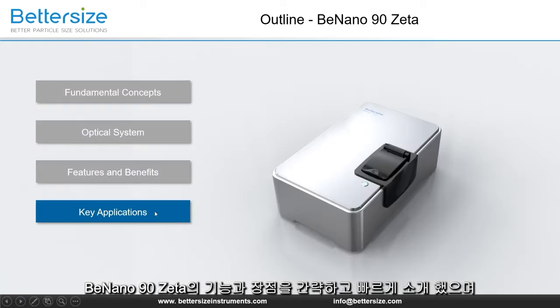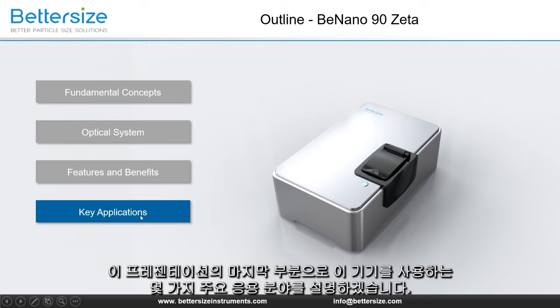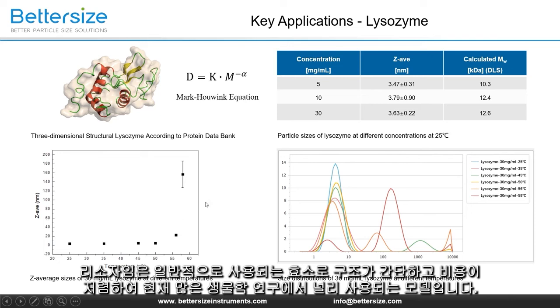After a brief and quick introduction to the features and benefits of the BeNano 90 Zeta, a few key applications with this analyzer will be explained as the last part of this presentation. Lysosome is a commonly used enzyme. The simple structure and low cost make it a popular model in much current biological research.